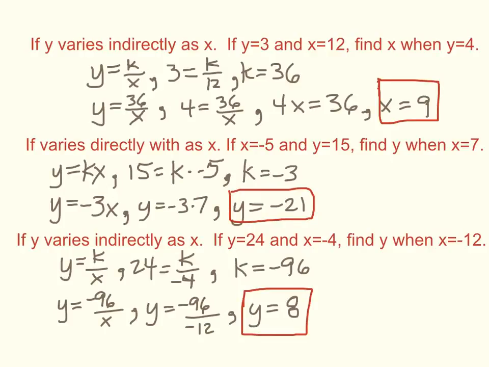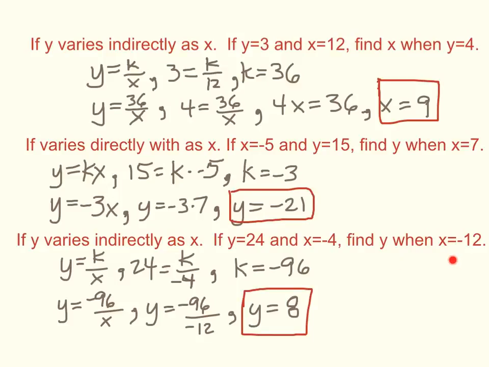And last example: if y varies indirectly as x, I start out with the indirect equation and plug in the 24 and the -4. I have to do this first step in order to find the value of the constant. So in this case, I multiply both sides by -4 and get k equals -96.